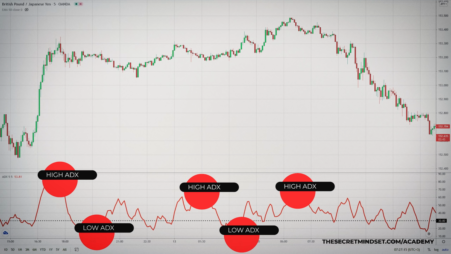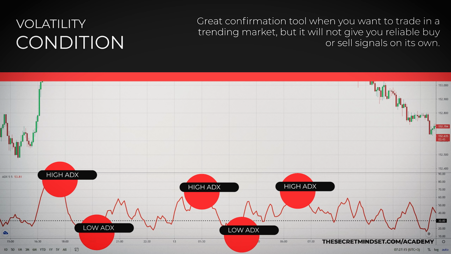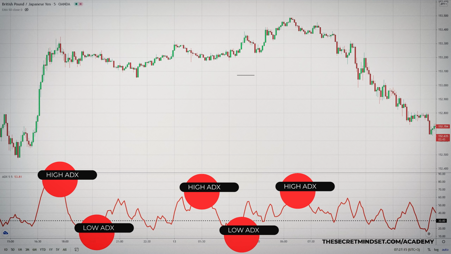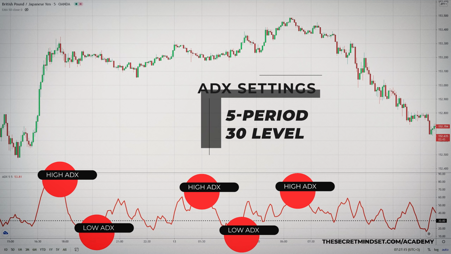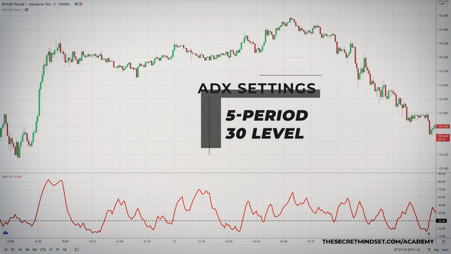The ADX is very useful as a confirmation tool when you want to trade in a trending market, but will not give you reliable buy or sell signals on its own. That's why the combination with the RSI and the EMA. The standard setting is 14 periods, but I've modified it to be in line with our scalping strategy, so I've changed the ADX parameters from 14 to 5.